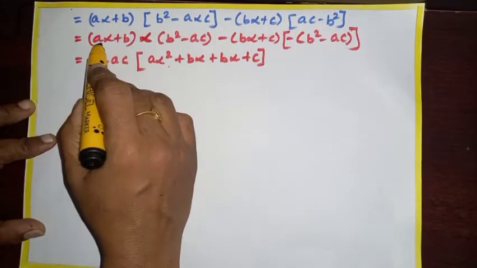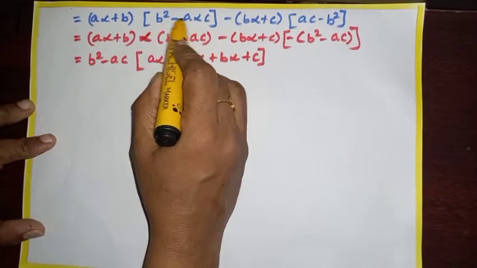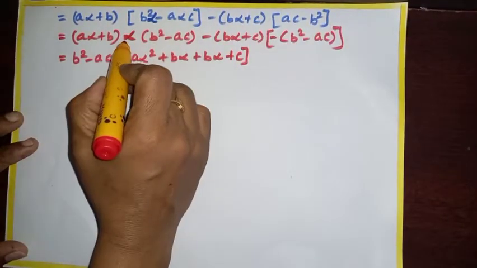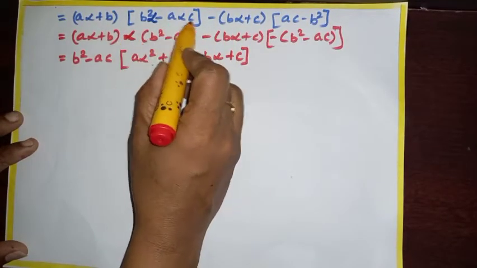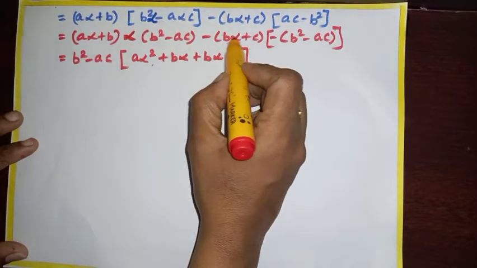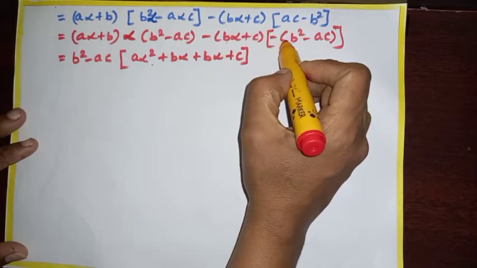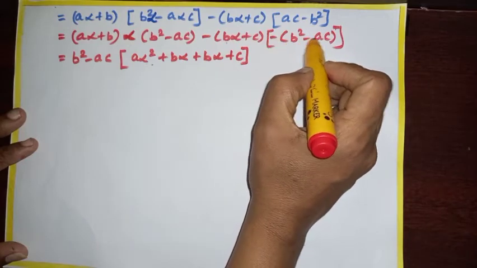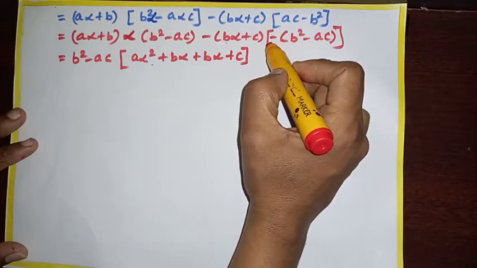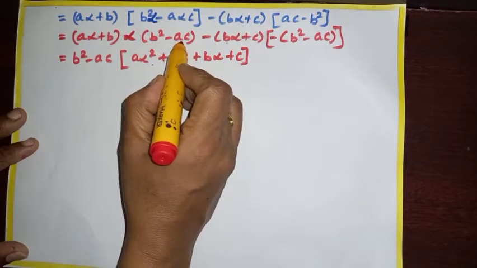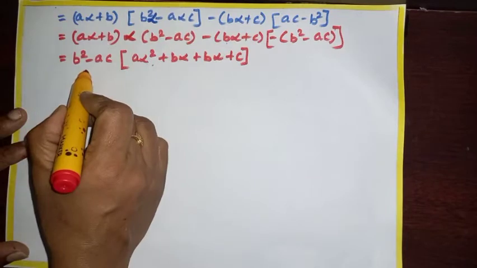So which is equal to A alpha plus B. Here you take alpha commonly out, then we have B square minus AC, minus of B alpha plus C. Here I am going to take the minus sign commonly out. Then we have inside the bracket B square minus AC. Why have I taken the minus sign? Because we have the first term also B square minus AC. Now I am going to take B square minus AC commonly out.